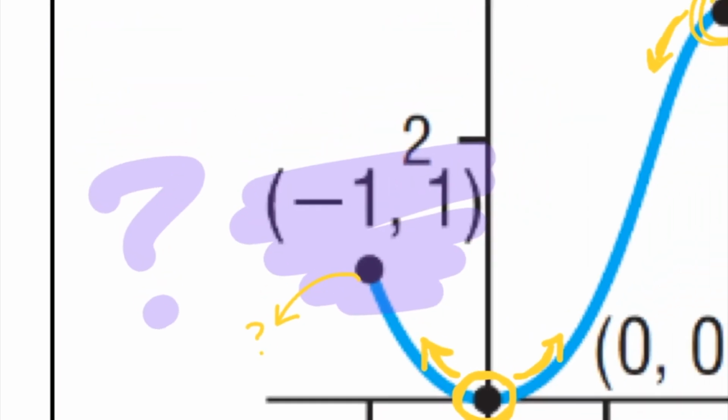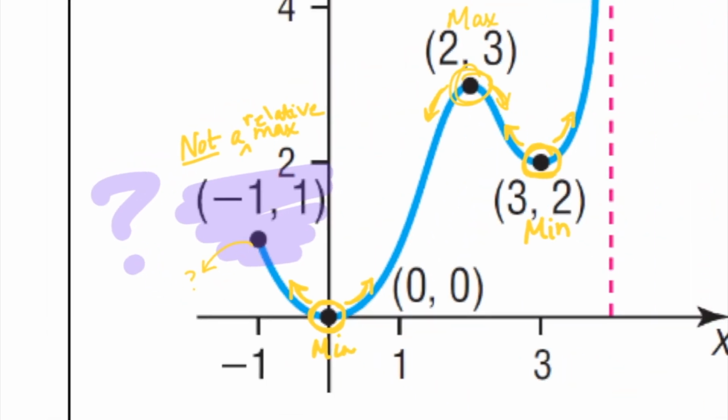again. There's no points to the left of that point, and so it's not a max. So this point here is not a maximum because there's no points to the left of it. And let's say relative. Okay. So I've only got 3.